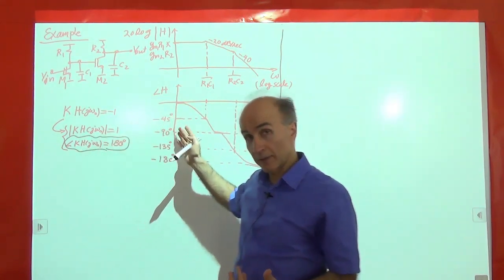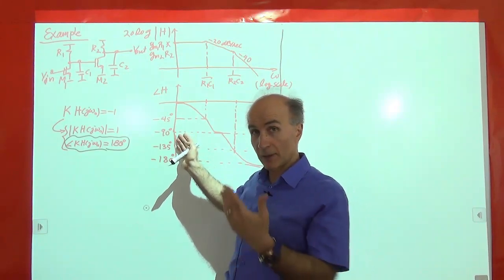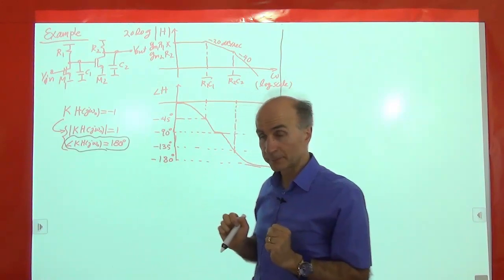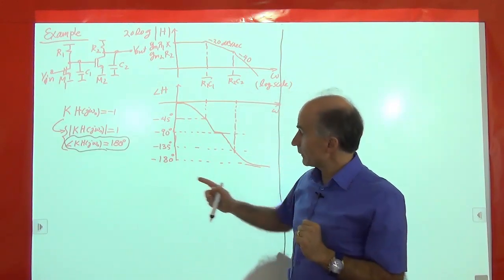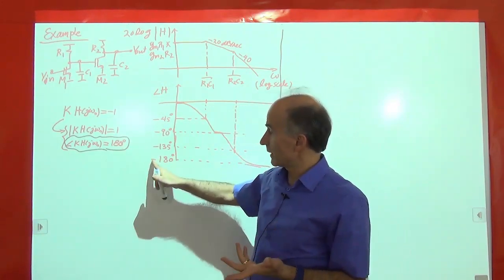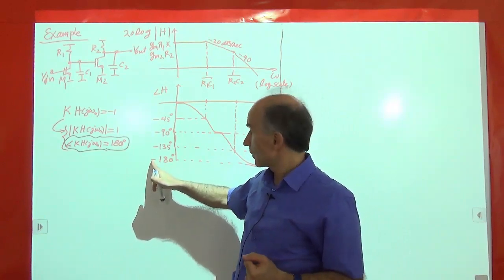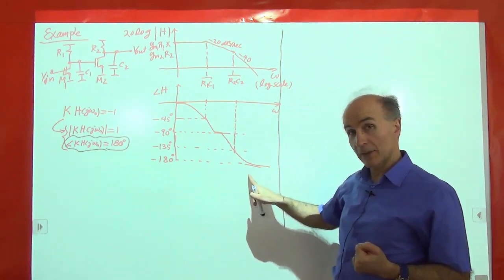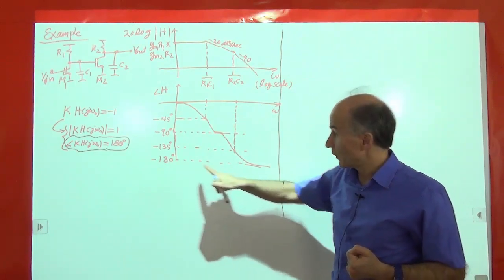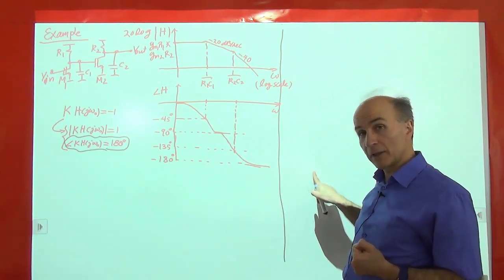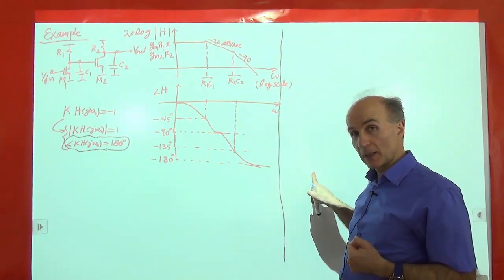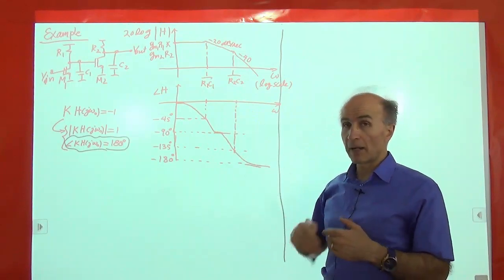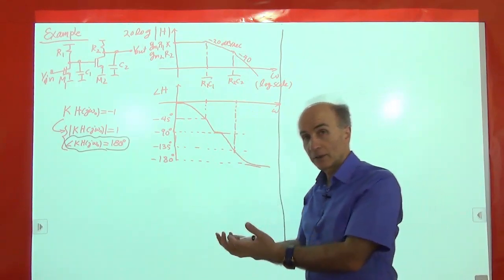And I have plotted the phase of H, the phase of the feed-forward amplifier, the standalone amplifier. Can this phase ever reach 180? Now, minus and plus are the same, so can this phase ever reach minus 180? And the answer is no. Minus 180 happens only at infinite frequency, because when you have only 2 poles, each of them contributes minus 90 only at infinite frequencies.